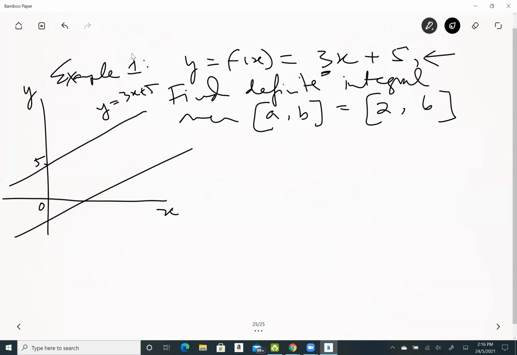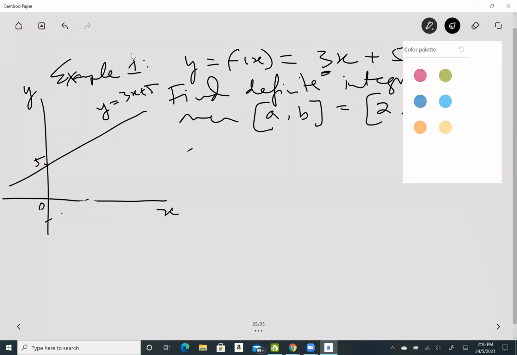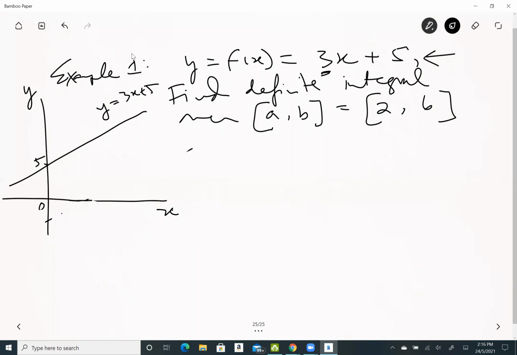So when you sketch a linear function, it should be easy, because a linear function is the easiest to draw. You just need the slope and the intercept. You know the line is straight. You just determine, is it going up or is it going down? So you have the curve here, 3x plus 5.